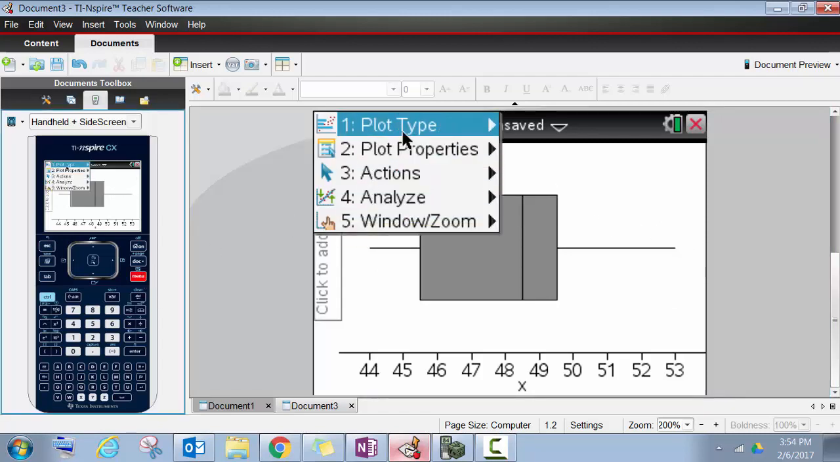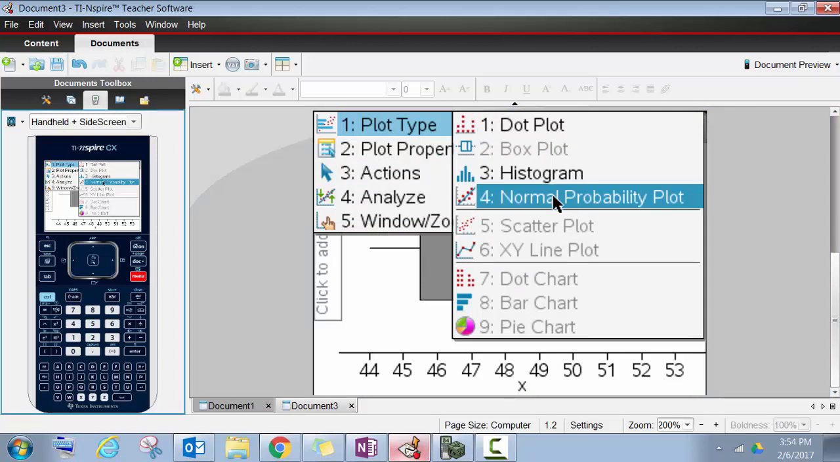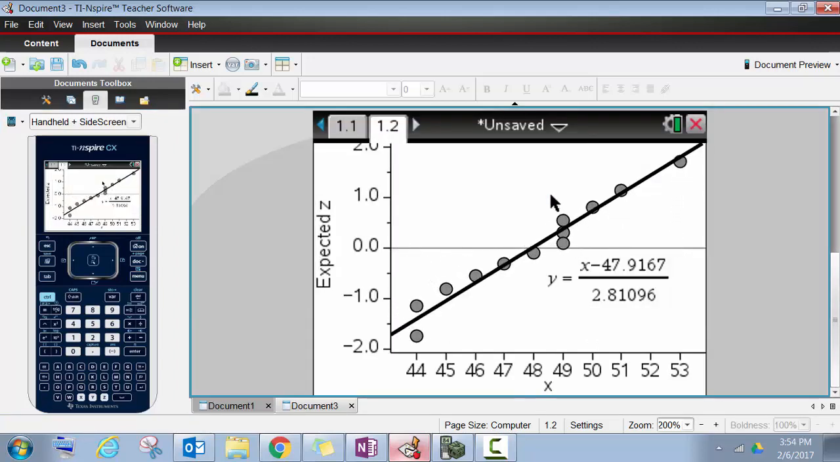We also want to see the normal probability plot to see if our population data is normal. And it fits the linear pattern pretty well. There may be kind of a pattern here, but it's pretty linear, so we're going to say the population is normal. We need to label it 44 to 53, and we have our z-scores here.